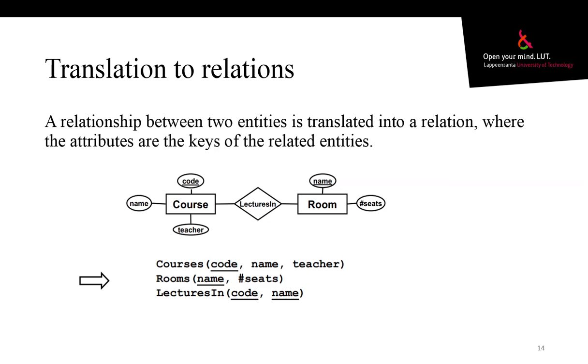So usually a relationship between two entities is translated into a relation, and the attributes are the keys of those related entities. As you can see here, the course entity and the room entity. So a course has a lecture in a room. When we translate that into a relation, which is similar to the previous example I showed you, you can see now that lectures in, which is the relation among these two entities, has the key course code and the room key, which is name.